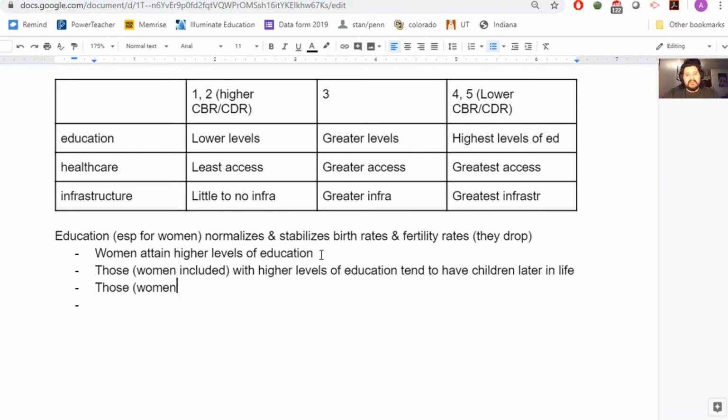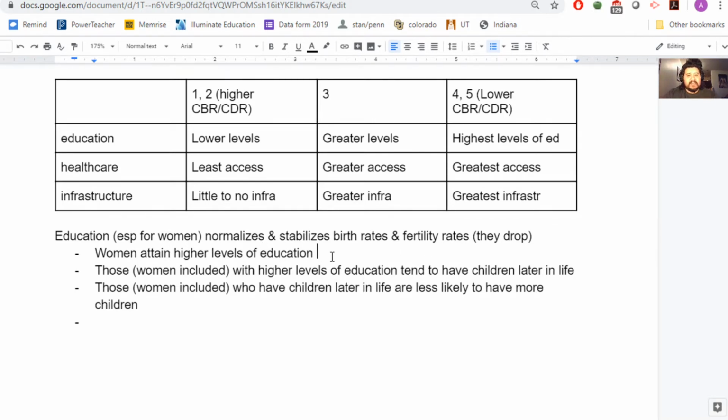And we know that those who have children later in life are less likely to have more children. The later that you have your first child in life, the less likely it is that you're going to have a second, third, or fourth child. So we see these ripple effects from increasing the level of education in the country.